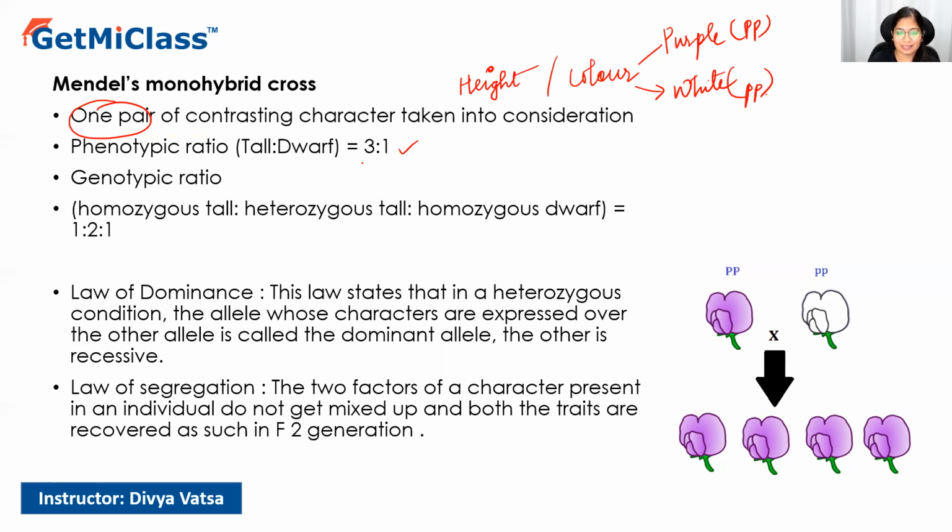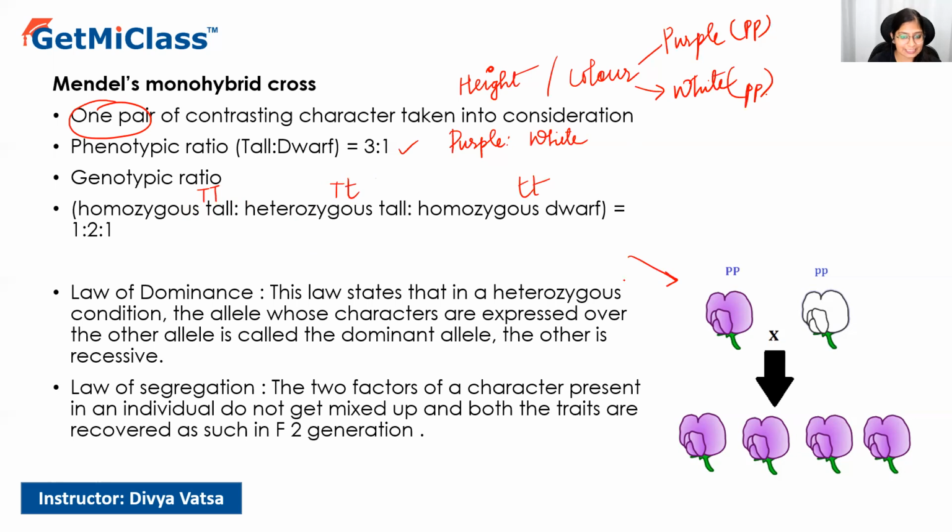How is the phenotypic ratio 3 is to 1? Because we will see that three of the flowers are purple and one is white. And what is the genotypic ratio? In the genotypic ratio, we'll see homozygous tall and homozygous dwarf. Homozygous tall is this one. Heterozygous tall will be capital T small t, and homozygous dwarf will be small t small t.